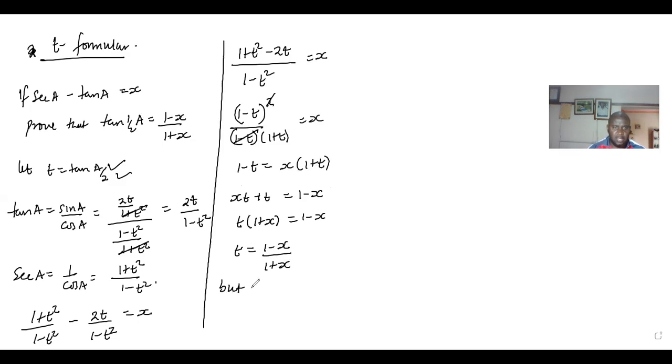But recall, t is equal to tan half what? A. Therefore, tan half of A is equal to 1 minus x over 1 plus x. Hashtag proof. That was quite an interesting proof.